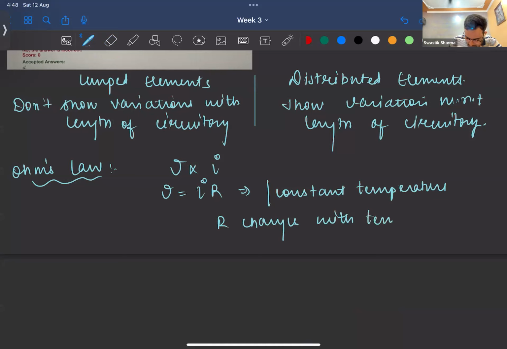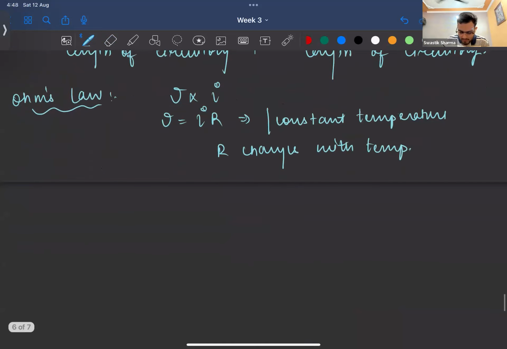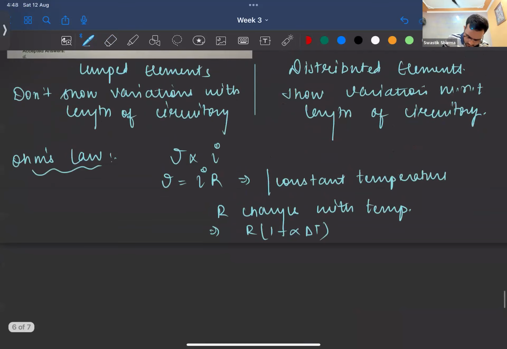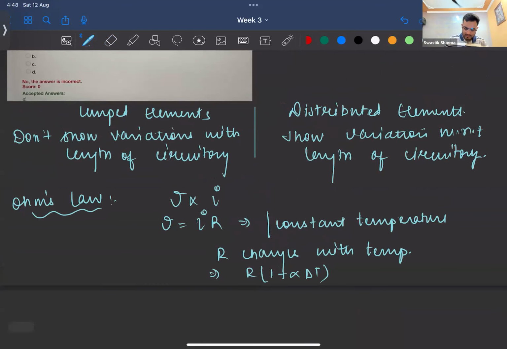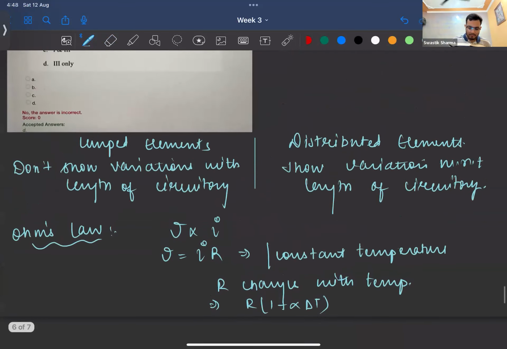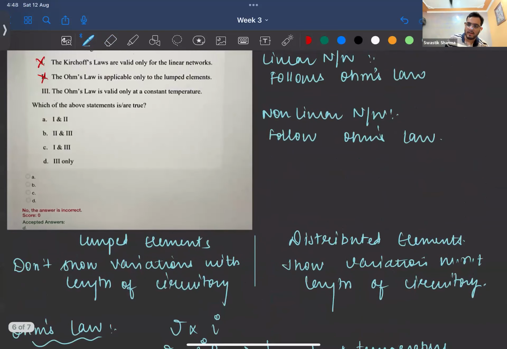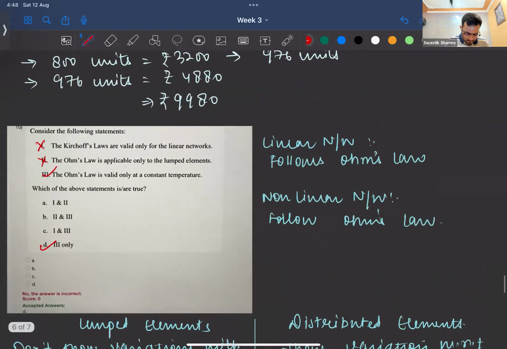I'm unable to recall the exact formula, but I guess it's R1 plus alpha delta T, that's how it varies. I don't recall it fully, but it varies with temperature, right? So hence Ohm's law is valid only at a constant temperature. This one is true. Hence the correct option is D, which is 3 only, because only the third inference is true.